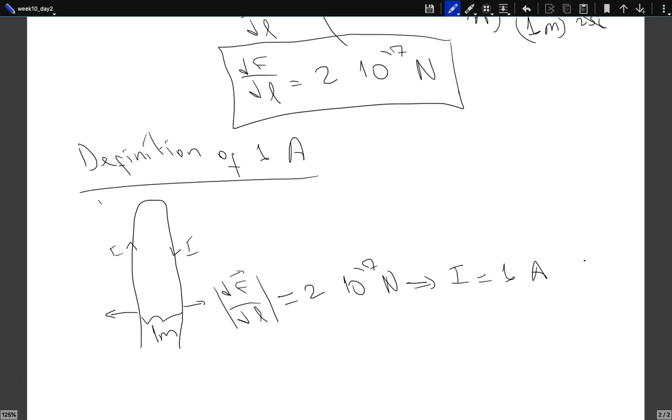When you determine the current, the 1 ampere, there will be some uncertainties. Experimental uncertainties are over here. And then, once you have the ampere, 1 coulomb is just 1 ampere times second. So once you know the ampere, we know the coulomb.